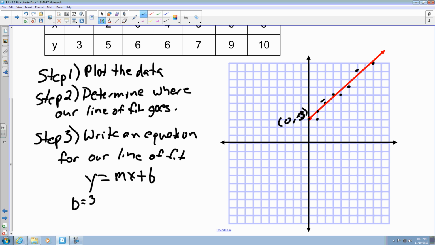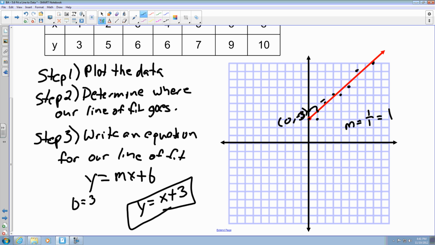You can solve this one or two ways. You can count up: I'm going to rise up 1 and move to the right 1. So my slope here is 1 over 1, which equals 1. You could also use the equation for a slope and take 2 points and get something that is either 1 or very close to 1. So I found my slope to be 1, and that means my equation for this line of fit will be y equals x minus 3.